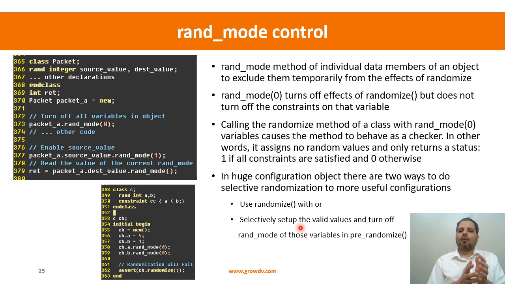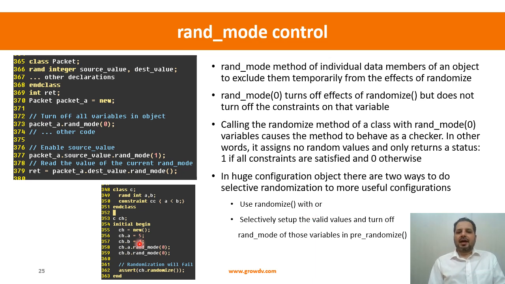Then you have two ways to do it. One is you could use randomize with, assign those fixed values to the random variables, and call randomize, and that will also work. Or you can selectively turn off rand_mode, set up the values to whatever you want, and then call the randomize method, and in that randomize method it will anyway just check it.